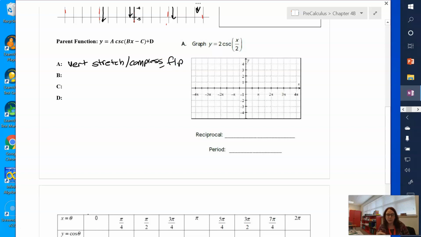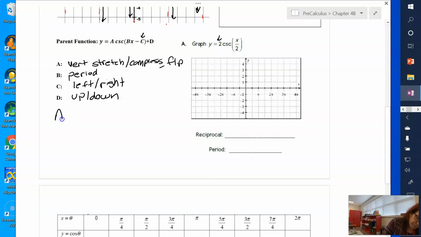B is going to govern the period. C, right here, is going to cover your left-right shift. And then D is going to do up and down. So for this graph, I have A equals 2 right here. So that's going to cause a stretch times 2.